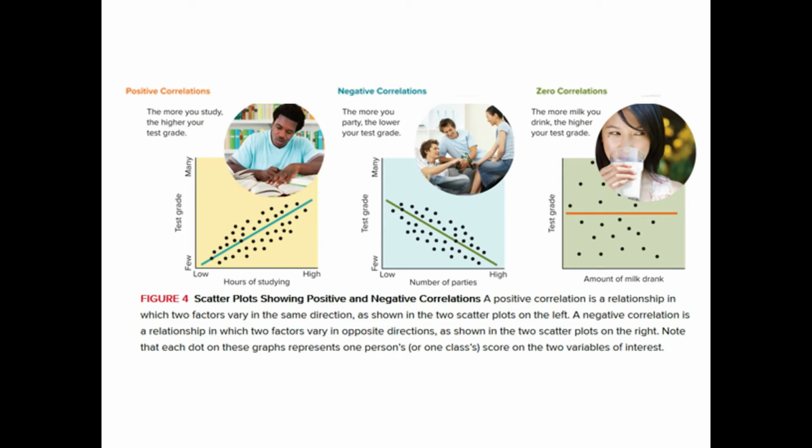In terms of direction, there are three potential patterns. There's a positive correlation, negative correlation, or zero correlation. In a positive correlation, if one increases, then the other also increases. So the more you study, the higher your test grade. In a negative correlation, if one increases, then the other decreases. So the more you party, the lower your test grade. Last is zero correlation, or no correlation. Here, there is no relationship between the amount of milk you drink and your test grade. So this is an example of zero correlation.